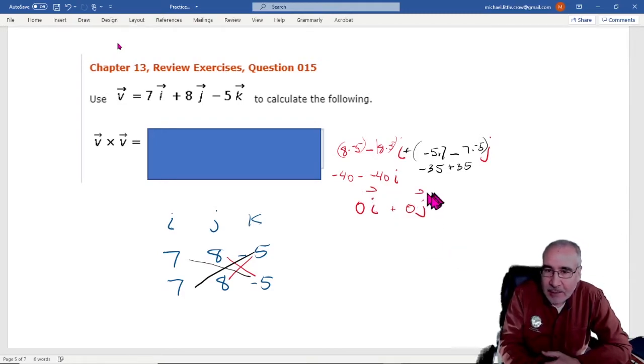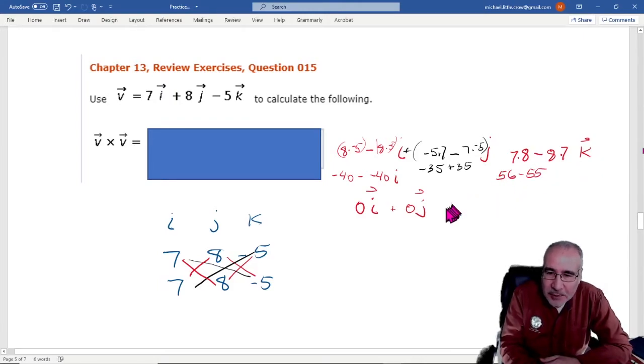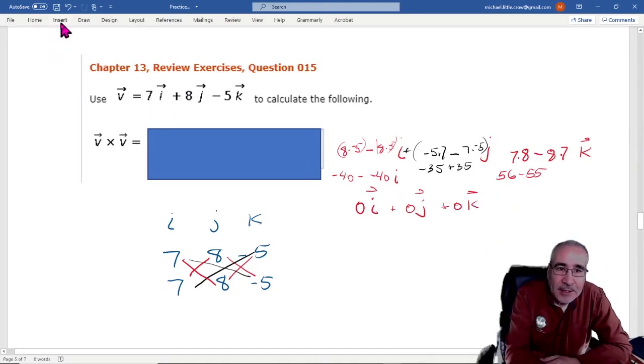And you're right, the same thing's going to happen for k, but to do k, we're going to cross the I and the j. And so this time we start 7 times 8 minus 8 times 7. You can kind of see why a vector crossed with itself is always going to be a 0 vector. This is 56 minus 56, which is 0. Okay, so that's our setting there.